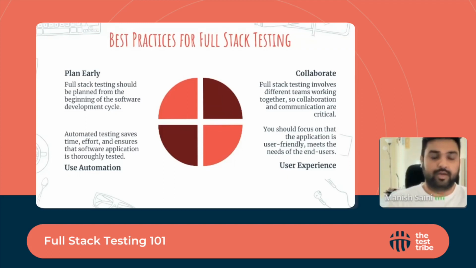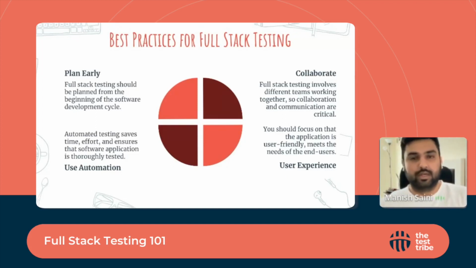Then we have to find out what are some great tools which can be used in the automation, and that will make the process faster, and that's how we should use the automation. And the third part is collaborate. As I have already discussed, full stack testing increases the collaboration, and collaboration should be an essential part of full stack testing. Otherwise, you will be doing the same things which are already covered in other cycles.